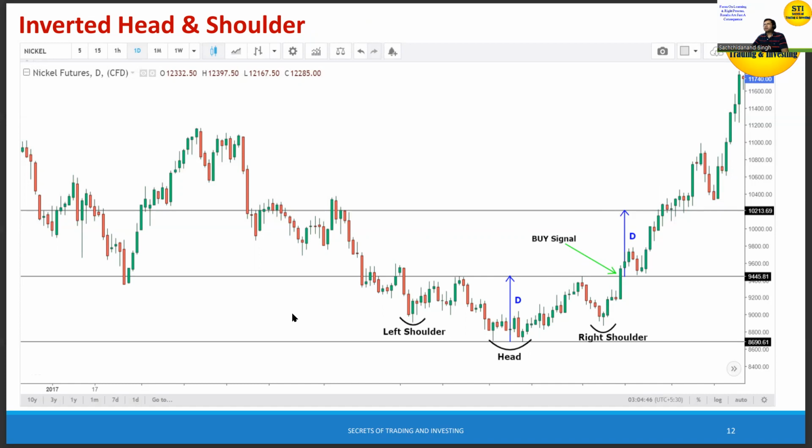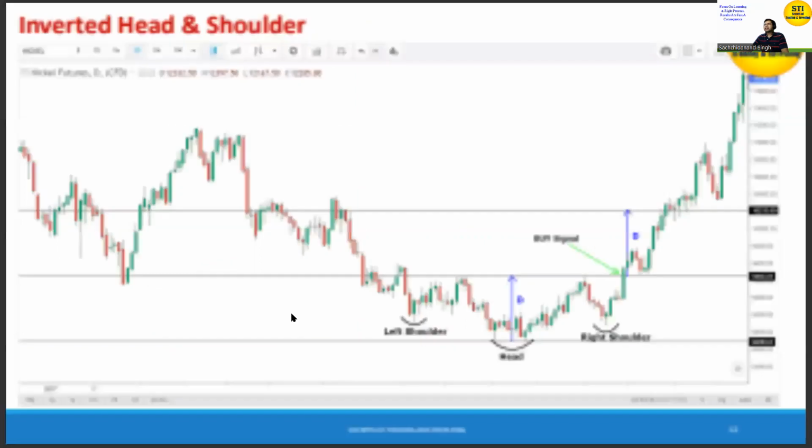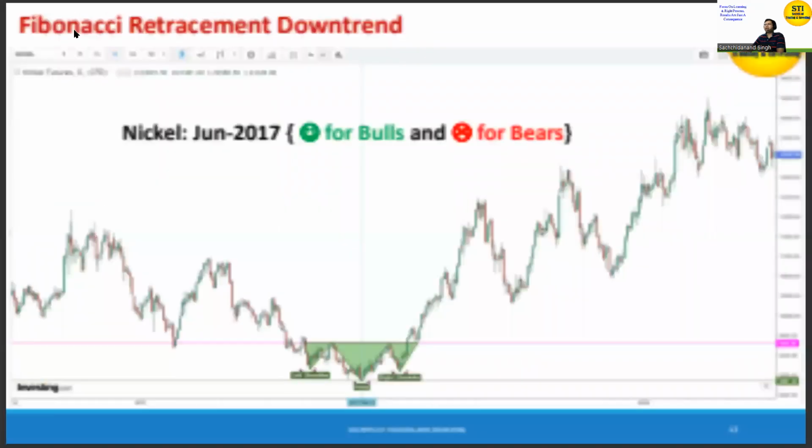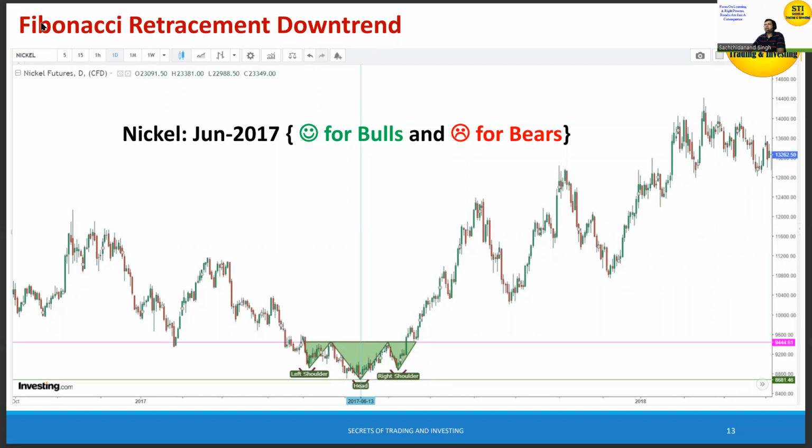So this is one kind of bullish reversal chart pattern. Second, sorry, here is a typo error, so leave it. This is just an example. Please read it as inverted head and shoulder. Please don't read it as written. This is my mistake, I'll correct it.